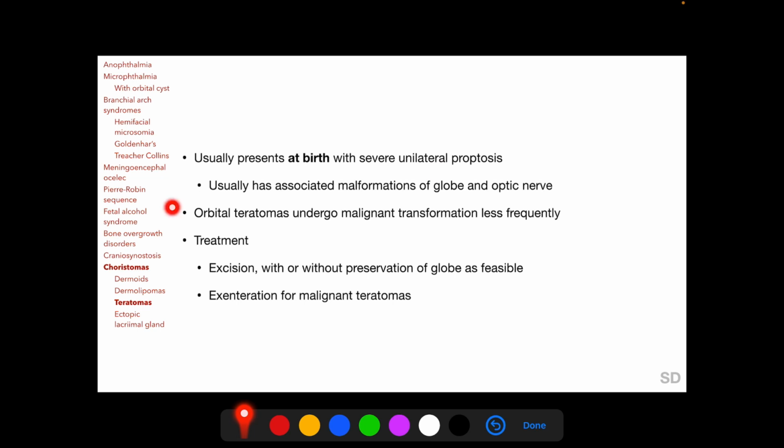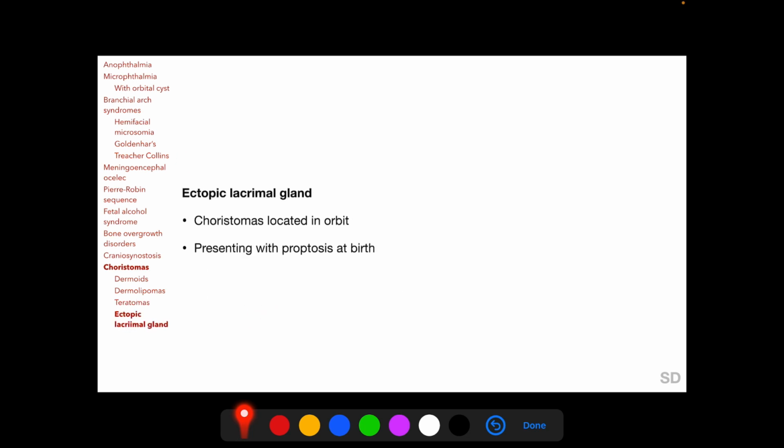optic nerve. Orbital teratomas undergo malignant transformation less frequently as compared to teratomas in other sites, and treatment of orbital teratomas is excision with or without preservation of the globe as feasible. However, if a teratoma undergoes malignant transformation, exenteration of the orbit will be required. Ectopic lacrimal glands are choristomas located in the orbit, and they present with proptosis at birth.